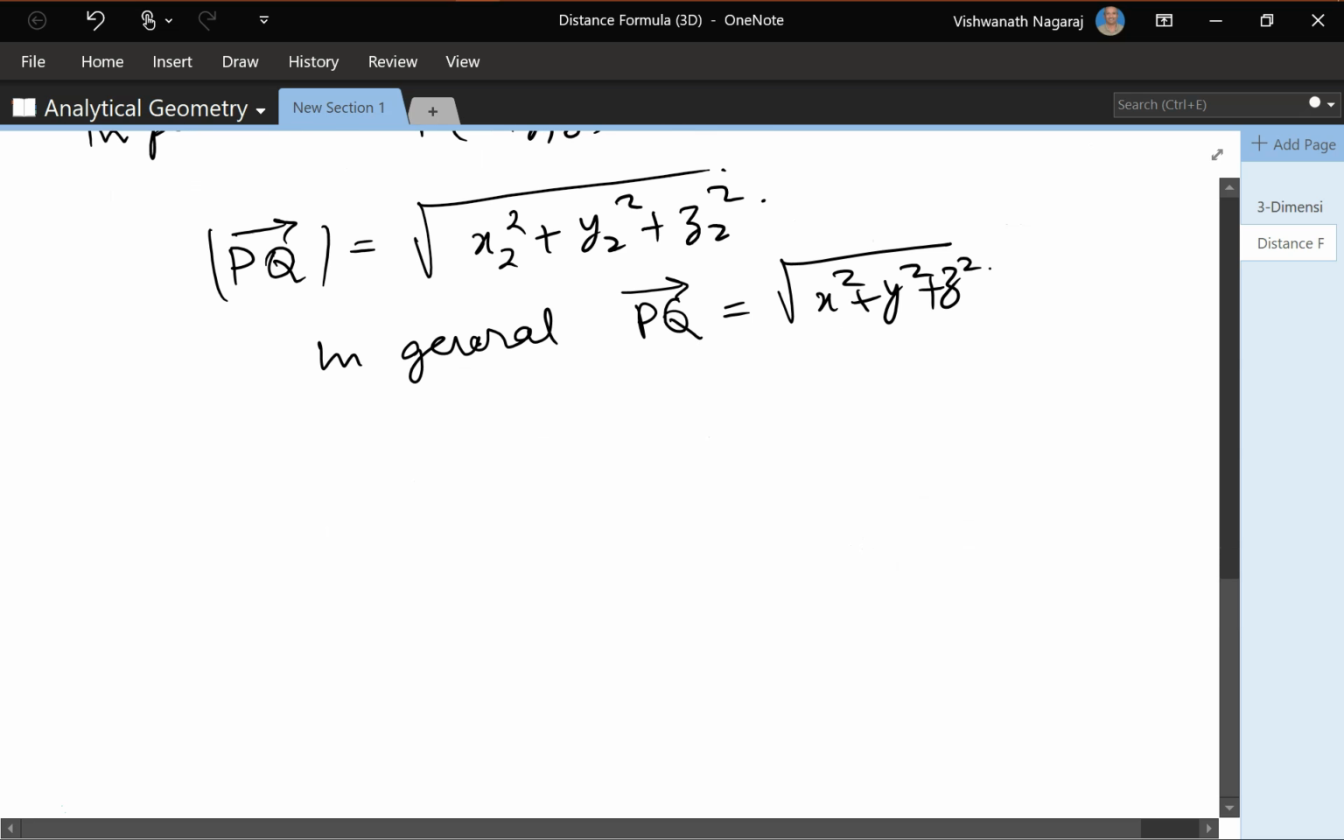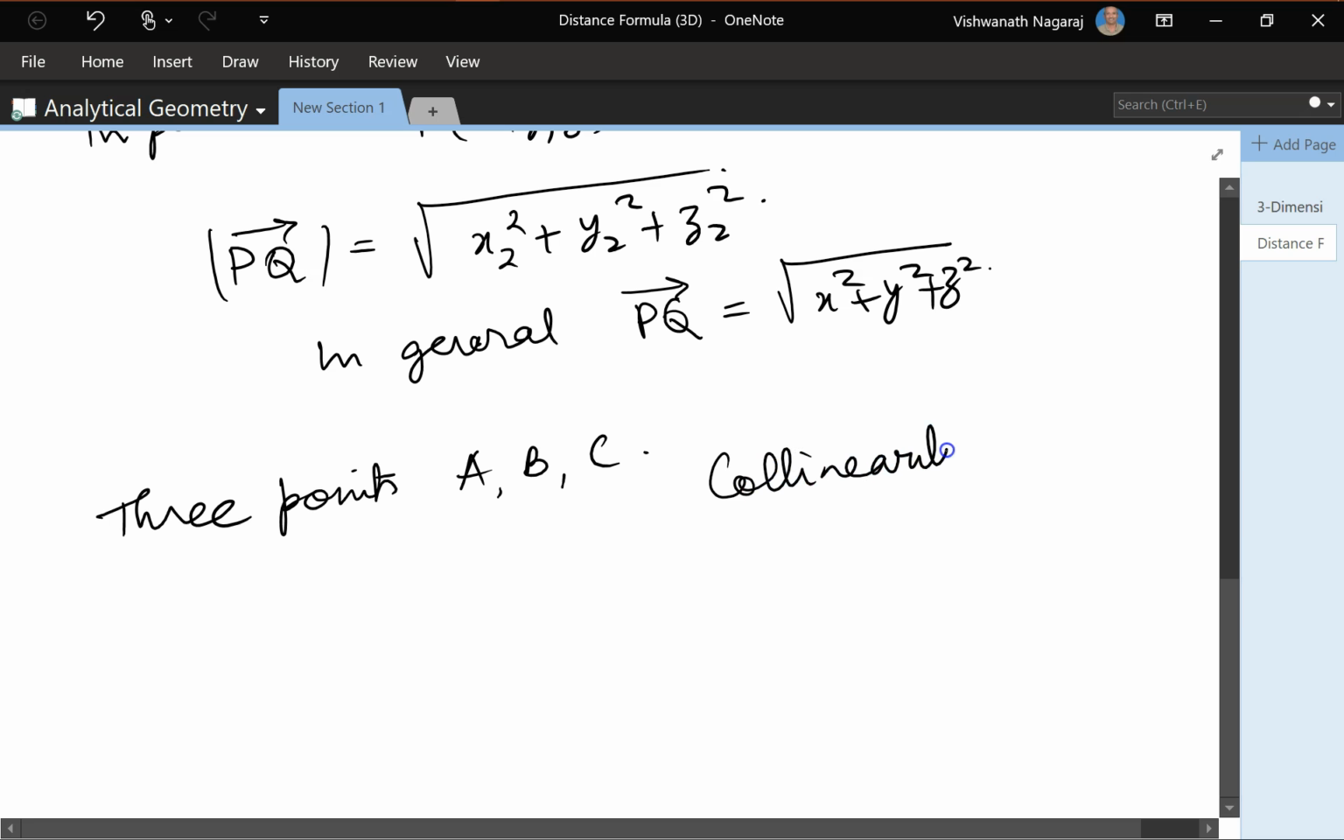Now let's look at some additional aspects. Let's say we are given 3 points A, B and C. What we want to figure out is whether they are collinear or not. So collinearity we have to figure out. That means, do they fall on the same line in 3D space?